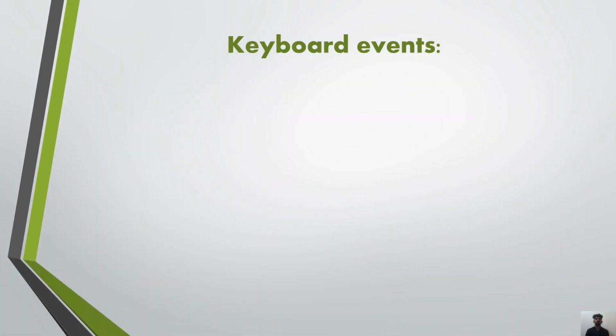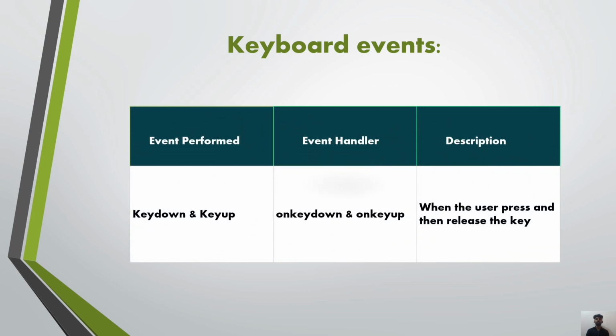Keyboard events. onkeydown and onkeyup. These two events are used when the user presses a key on the keyboard and releases the key, and some action is executed for the keyboard events.